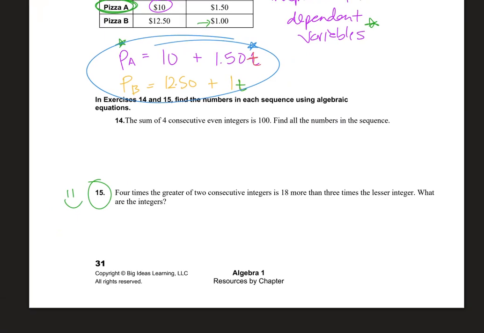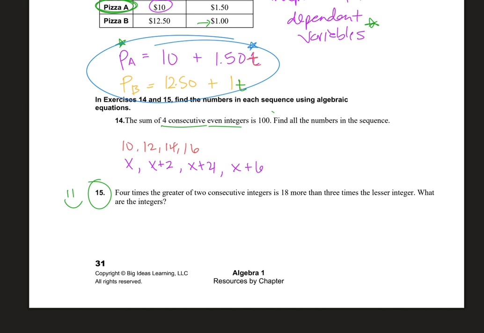The sum of 4 consecutive even integers. So 10 is an even integer. The next even integer is 12. The next even integer is 14. The next even integer is 16. If I wanted to add these up, I would just add them up, duh. But what if there were numbers I didn't know? Like, I don't know what that number is, but the next even integer is 2 more than it. And the next even integer is 2 more than that one. And the next even integer is 2 more than that one.